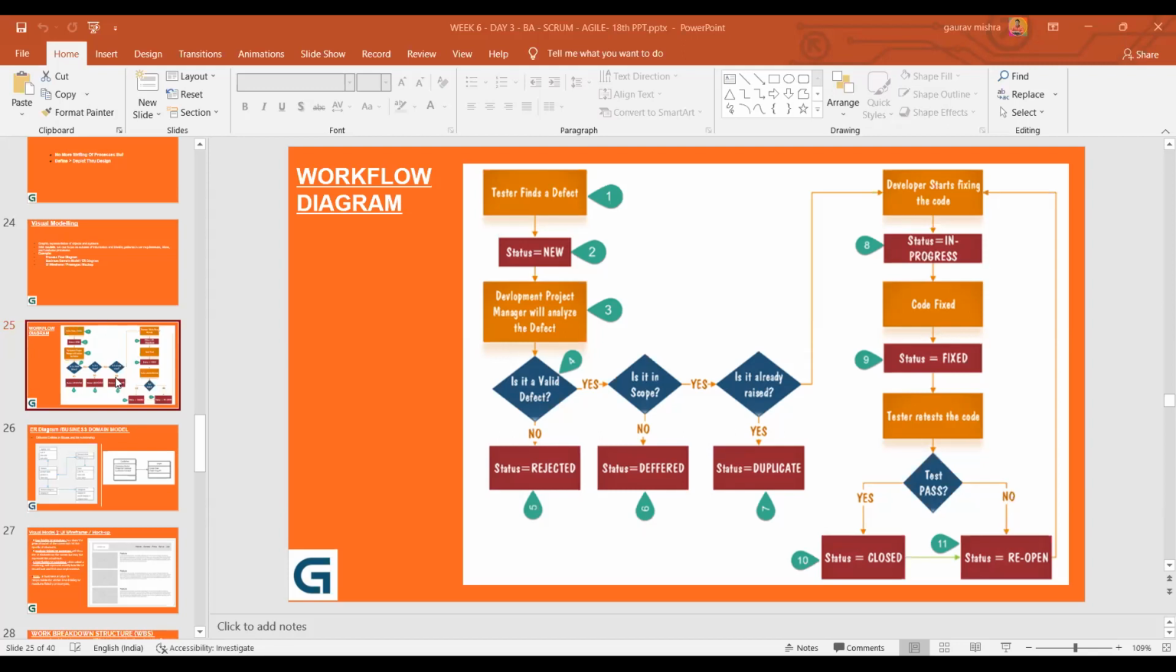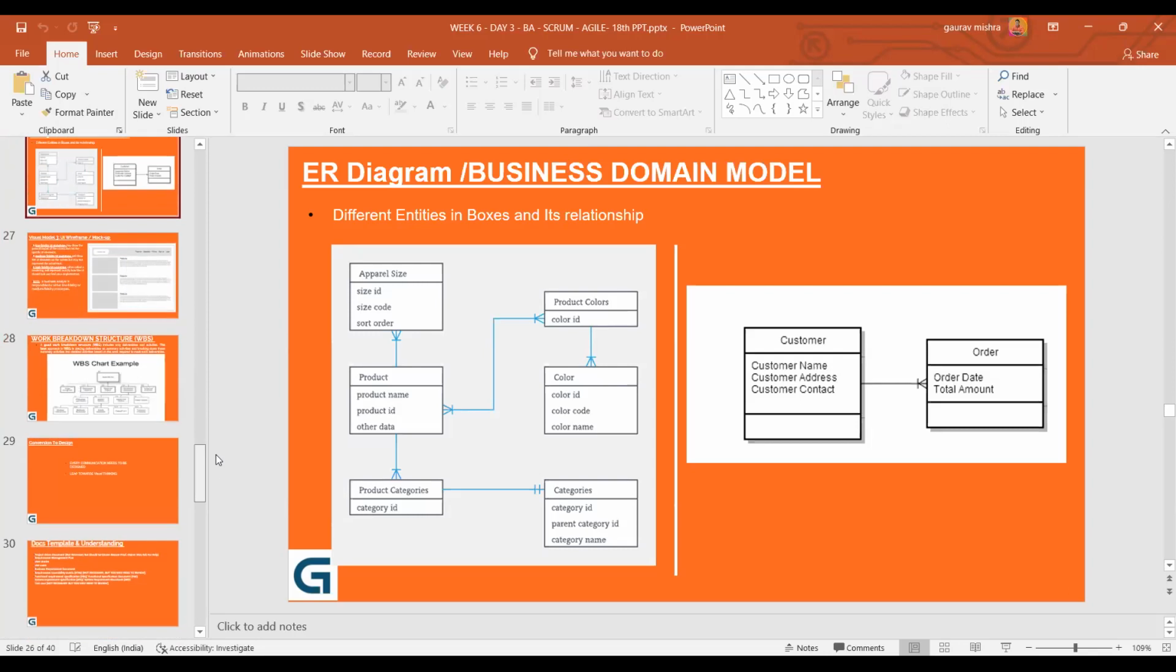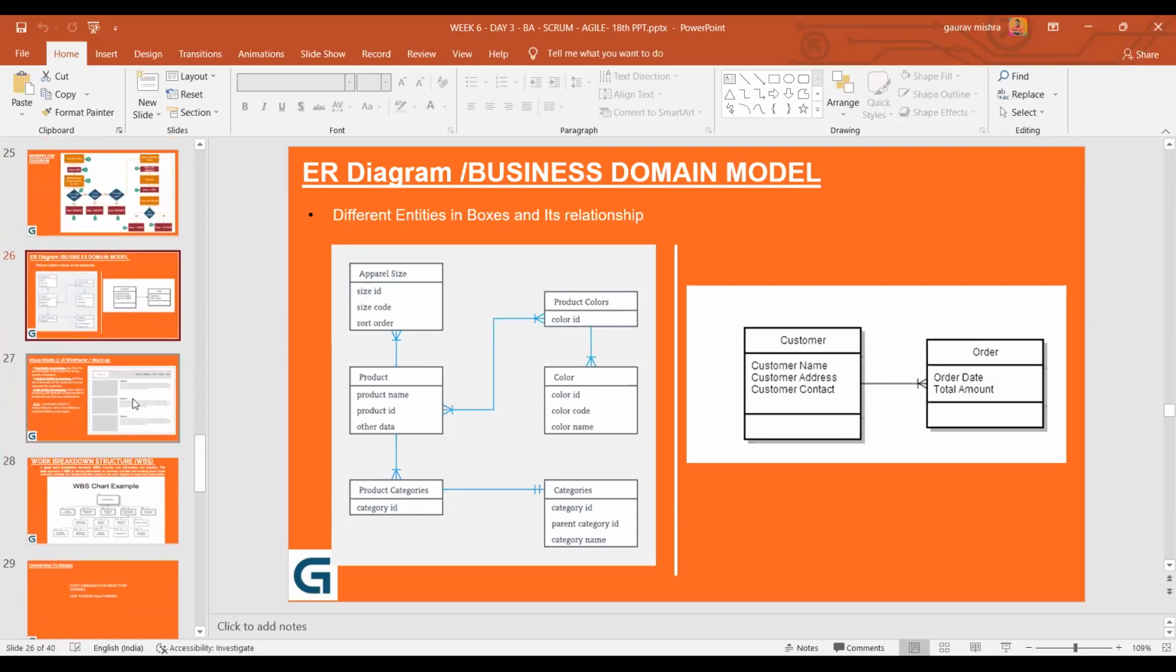Now, after the defect life cycle, there is something we call an ER diagram, and we also call it a business domain model. Do you remember this ER diagram we were talking about last time? It's an entity relationship diagram. This is basically talking about the relationship between tables in a database. I gave an example of a database using this.